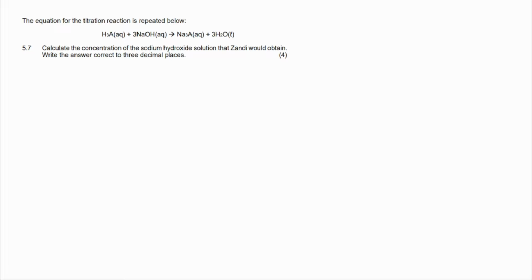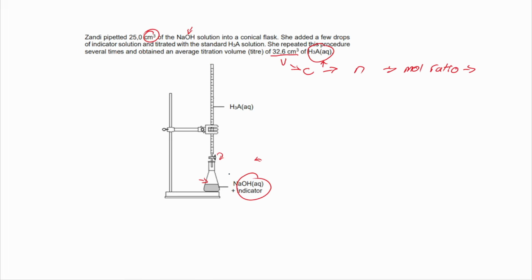Okay, now in 5.7 is what I've been talking about this whole time, this standard titration process. They want the concentration of sodium hydroxide. It's an unknown concentration. This is a known concentration, and that's why it's the standard solution. So it's just this process, guys.